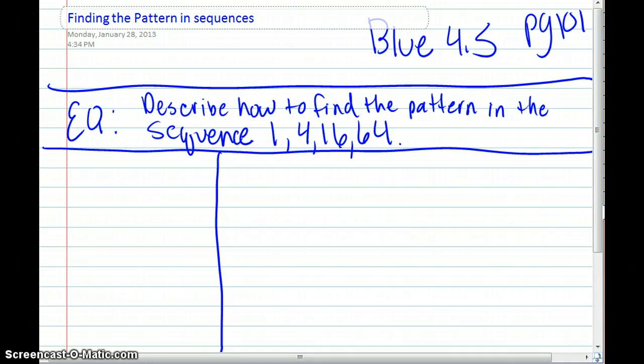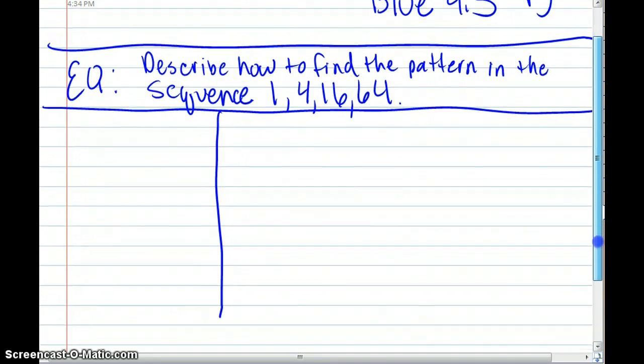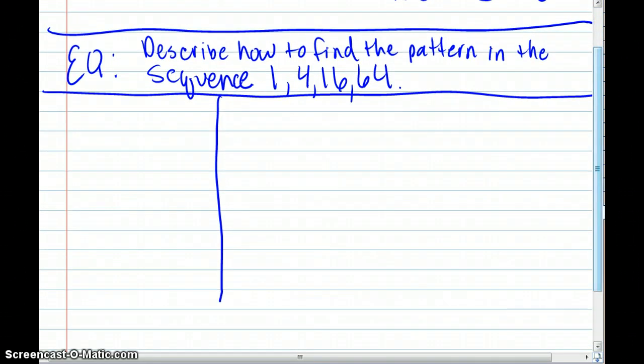Your essential question: describe how to find the pattern in the sequence 1, 4, 16, 64. All right, tonight we're going to talk about whether a sequence is arithmetic or geometric. I want you to practice saying those words, arithmetic and geometric.